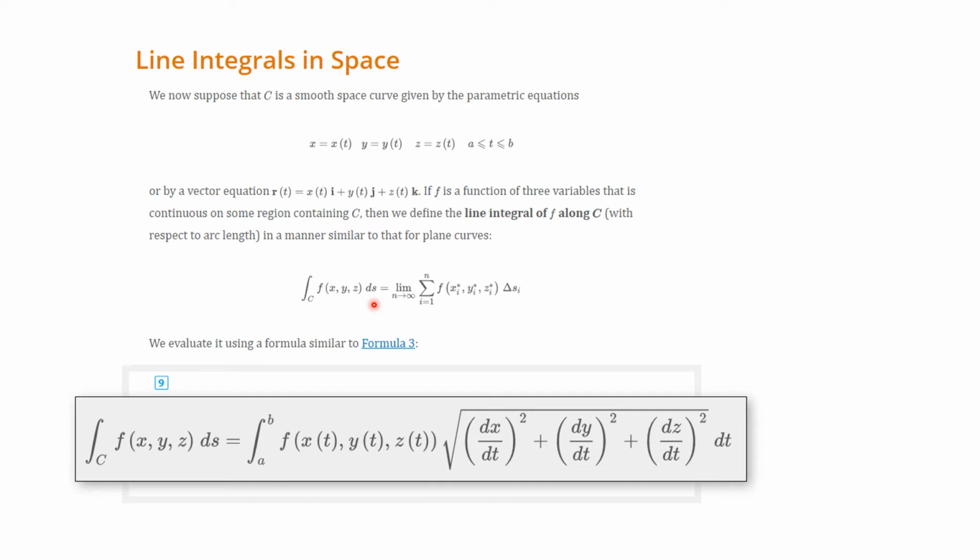If we follow the logic as we did before, this line integral is going to be equal to, I'm going to substitute x, y, and z with their expressions in t in here. The ds becomes this arc length factor, now in three dimensions, times dt. So this is one of the fundamental formulas that we will use in three dimensions.